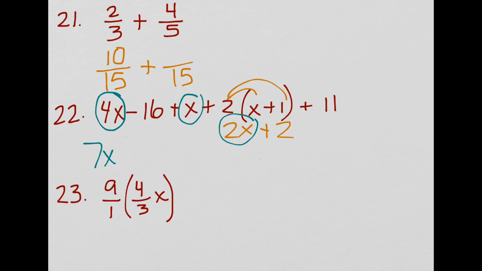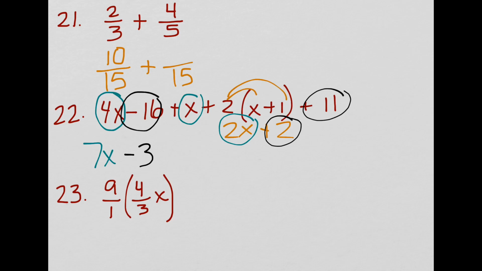And then I'm going to combine the constants. Now, notice how I'm circling the sign in front. Remember that negative stays with the 16. That's a -16. Plus 11 plus 2. So -16 plus 11 plus 2 is -3. So that entire thing simplifies to be 7x minus 3.